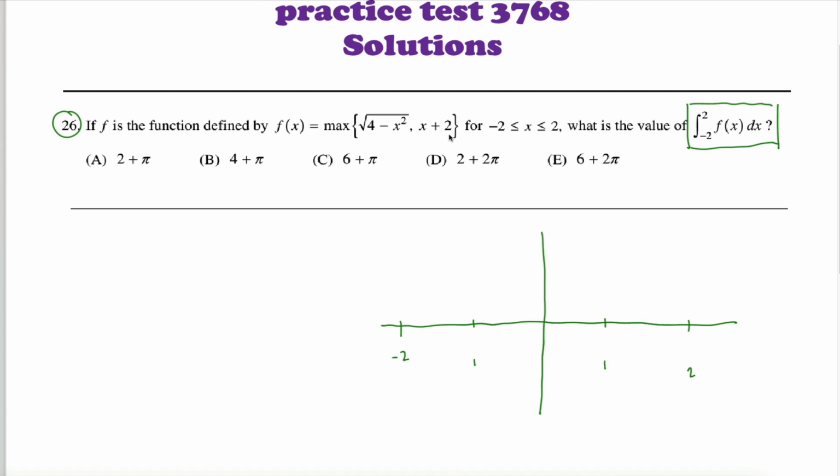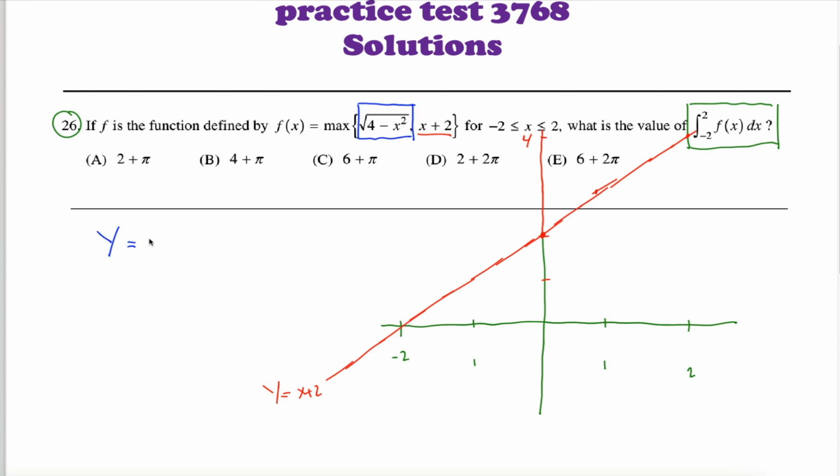If I graph y equals x plus 2, that's really easy, right? It's y equals mx plus b. The b is a 2, the m is a 1. It's just a line whose y-intercept is at 2 and whose slope is 1. Sure didn't plan that out very well. It's a line that looks something like this. Sure, good enough. But what about the graph of the square root of 4 minus x squared?